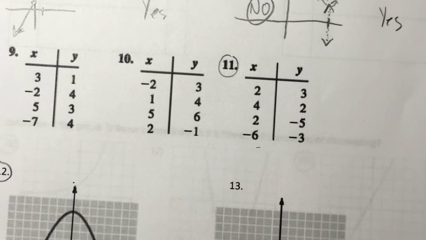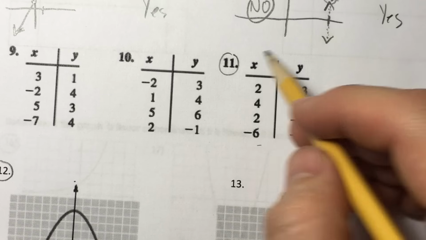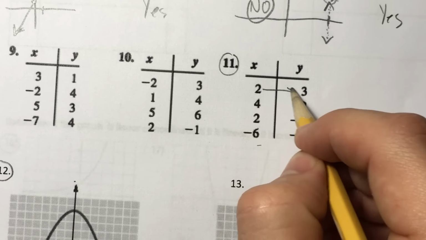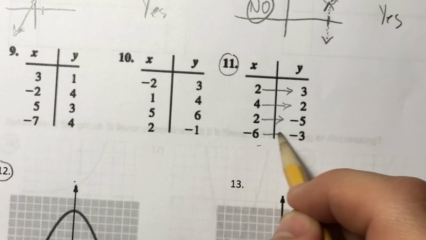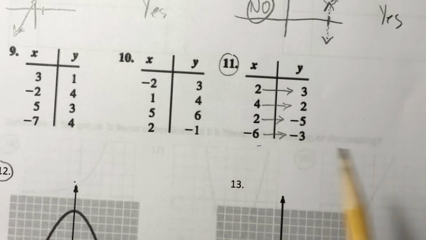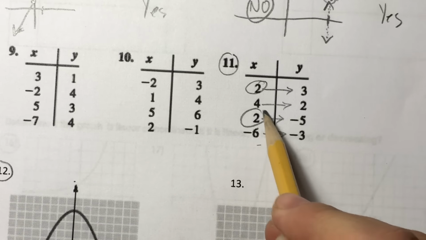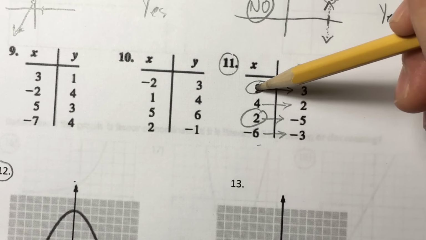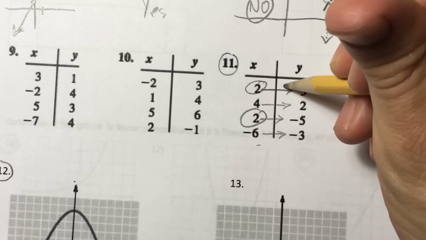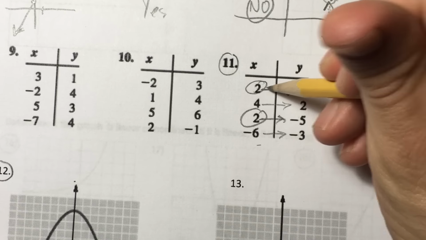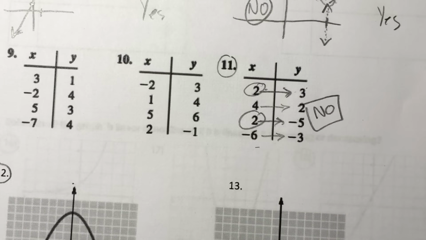Number 11, seeing if this is not a function. So we'll start to look at these input values. I see that 2 is being mapped to 3, 4 to 2, 2 to -5, and 6 to -3. Now, right away I notice that we have this x value 2 twice, and I see that it's being mapped onto different y values. So because we have this input going to two different outputs, we can say that no, this is not a function.